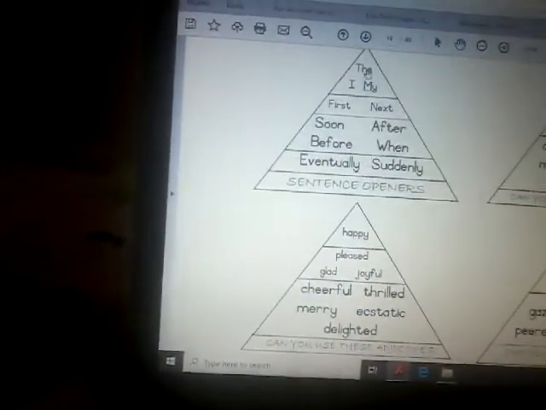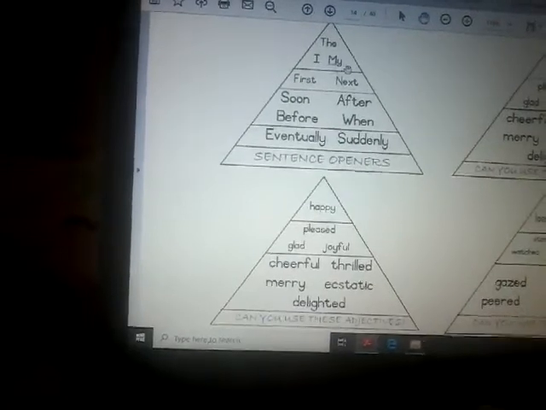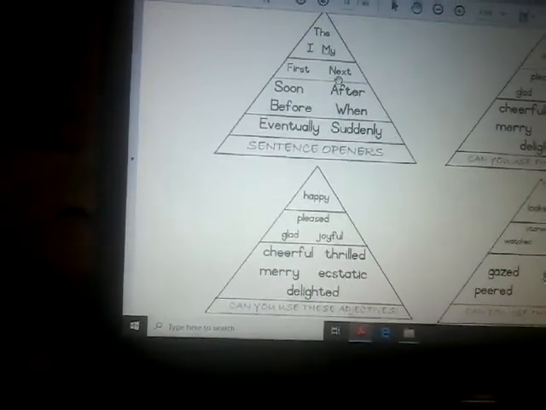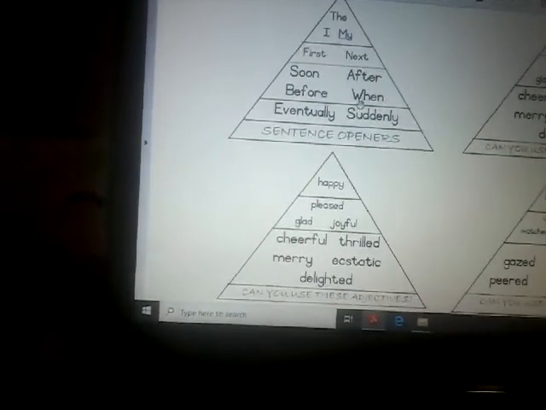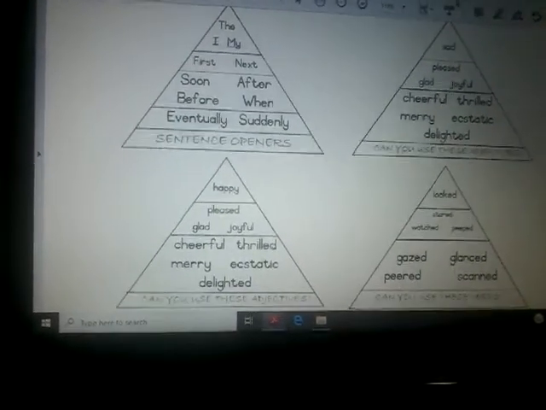Instead of using the, I, or my, they could say first or next. Moving on, which are a little bit more of the challenging ones: soon, after, before, when, and eventually and suddenly. These are triangle words, and the girls use them in my class by putting them in the middle of the table, and they do share ideas.